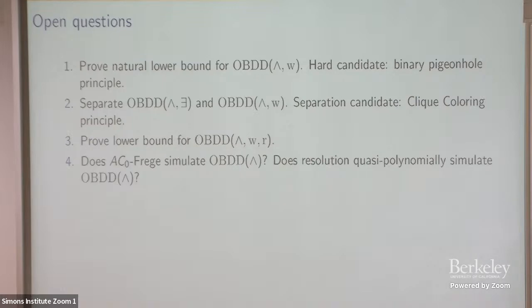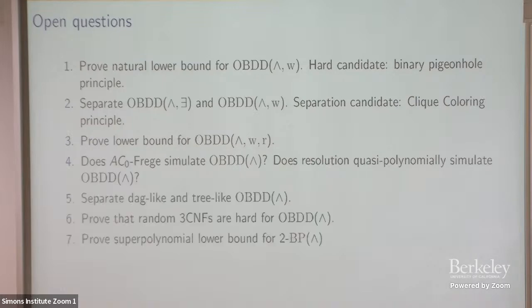There are several questions. Consider a very simple proof system: OBDD with just AND. It is very simple, but many things are not understood for it. First of all, is it true that bounded Frege can simulate this proof system, or that resolution can quasi-polynomially simulate it? Also, to separate the DAG-like and tree-like versions, and to prove, since it is open for this proof system, that random formulas are hard.